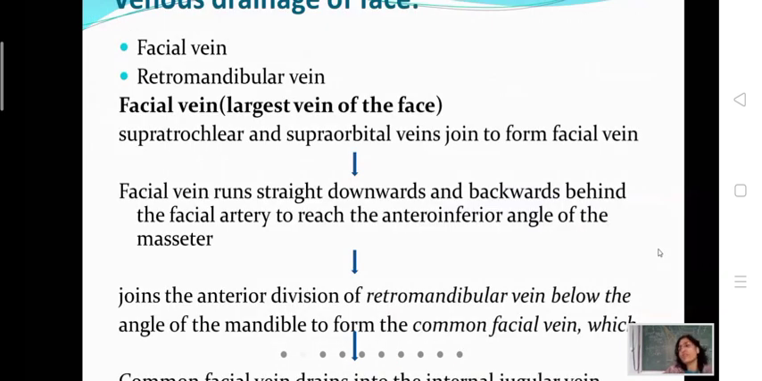Now the venous drainage of face. This is very important. The venous drainage of face takes place by way of two veins. One is the facial vein and second is retromandibular vein. I'll show you the diagram.